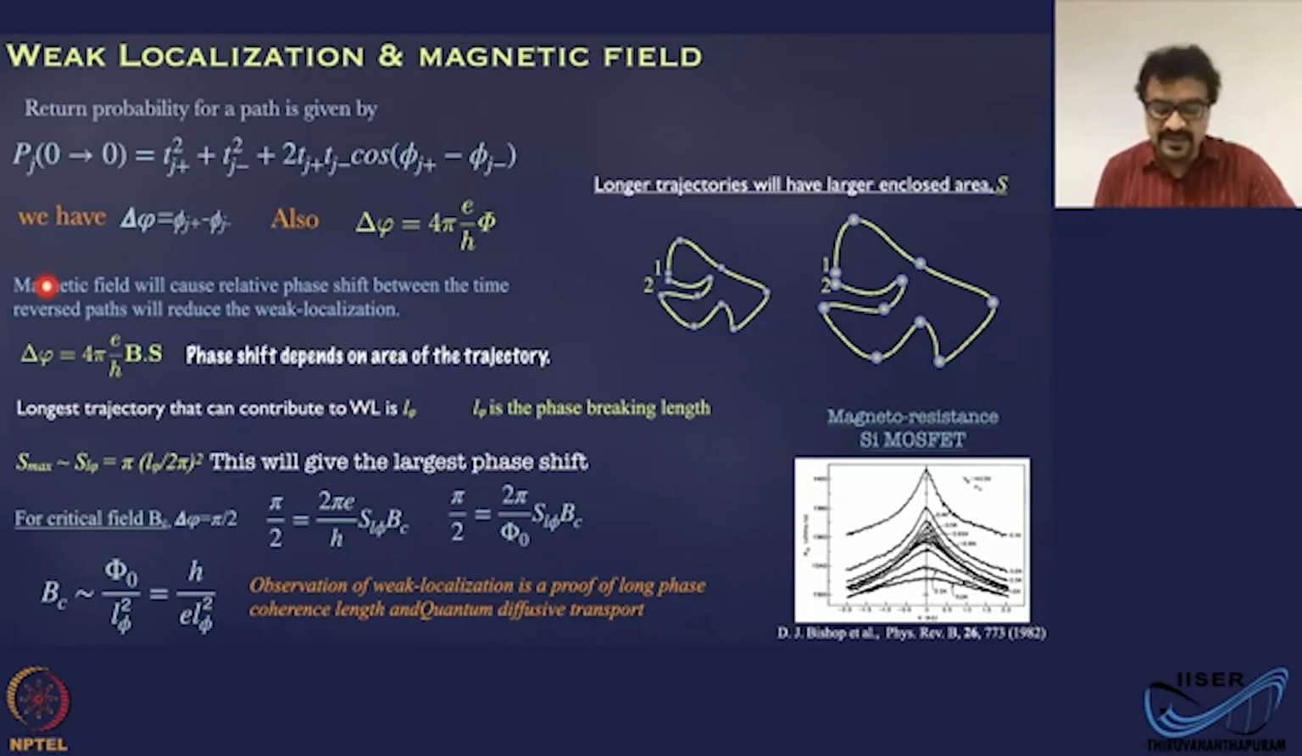So the summary is, the magnetic field will cause a relative phase shift between the time reversed paths, which will reduce the weak localization by destroying the constructive interference between the two paths. And this phi is the flux enclosed in that loop, which is given by the field into the area. What that means is the phase shift for any given field is going to depend on the area. But now what is the upper limit for this area? Is there an upper limit?